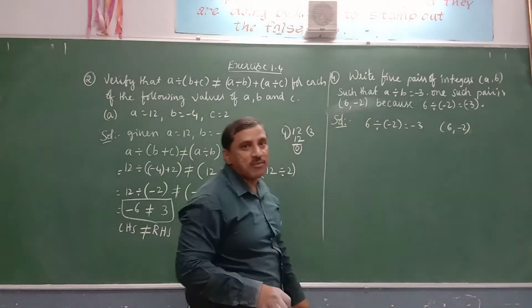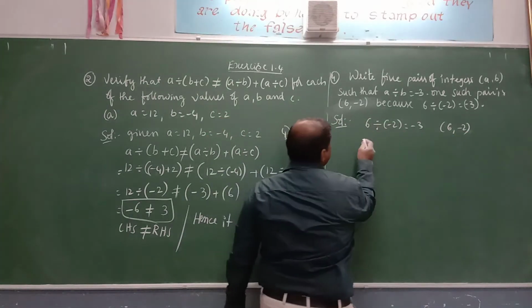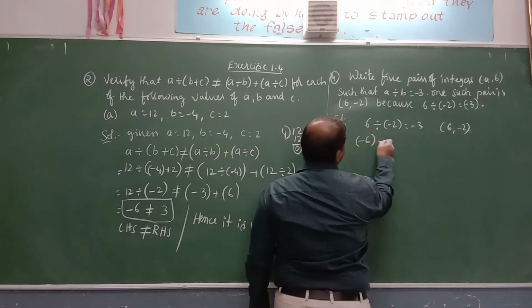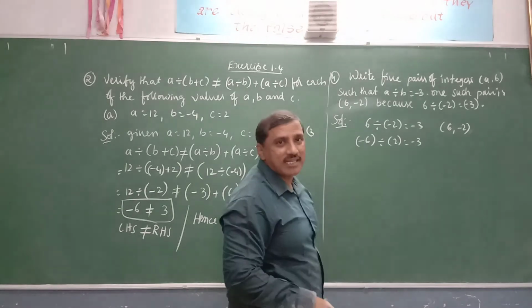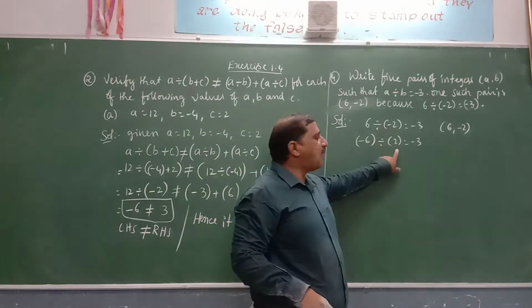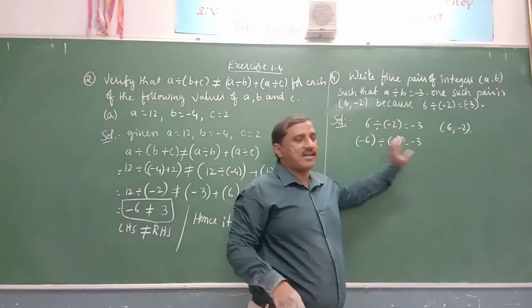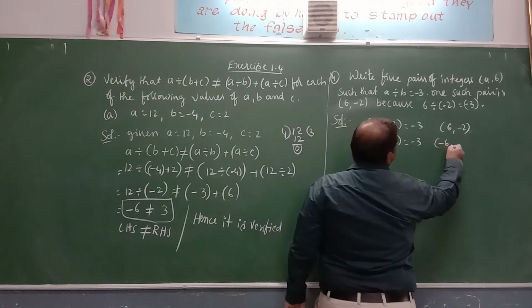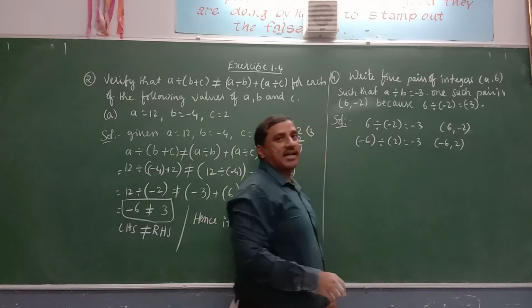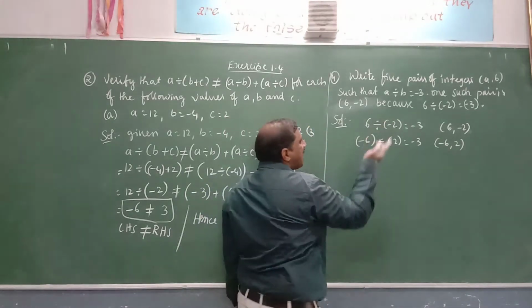We should write 5 more pairs. So you change the signs. Minus 6 divided by 2, we get again minus 3, or not? Why is it minus 3? A negative integer divided by a positive integer gives a negative integer. So 6 by 2 is 3. Therefore, what is the other pair? It is minus 6 comma 2.